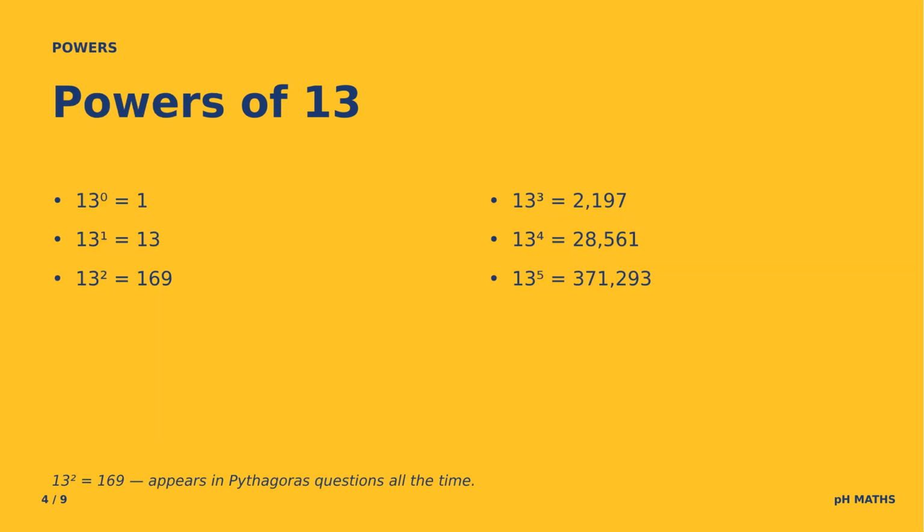Powers of 13. 13 to the 0 is 1. 13 to the 1 is 13. 13 squared, 169. Cubed, 2,197. To the 4th, 28,561. Memorize 169. It appears in Pythagoras questions absolutely constantly because 5 squared plus 12 squared equals 25 plus 144 equals 169.